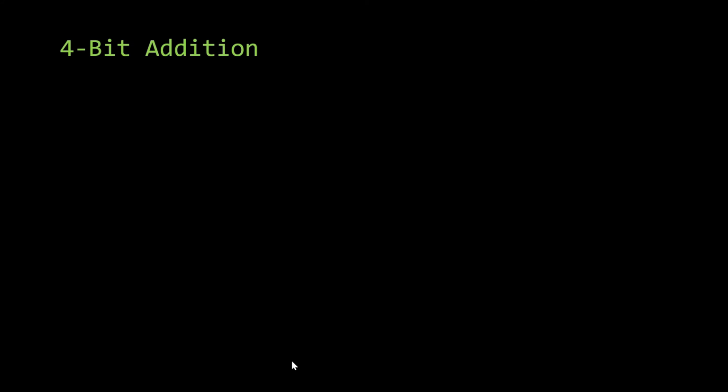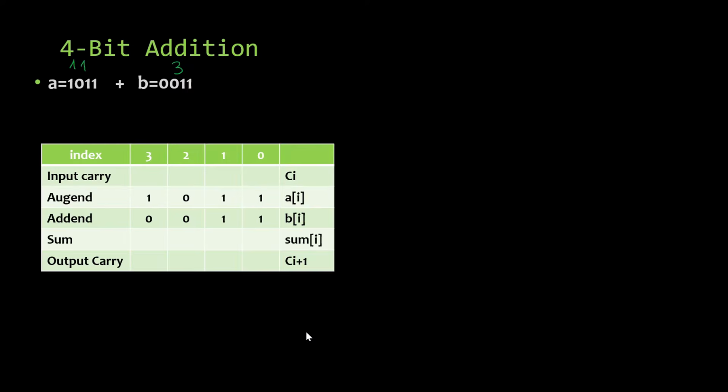Here we'll understand how a 4-bit addition is done. We will be adding 2 binary numbers. First number is 1011 and our second number is 0011. And this means that in decimals, this one is 11 and this one is 3. By using this table, let's understand how this 4-bit addition is done.